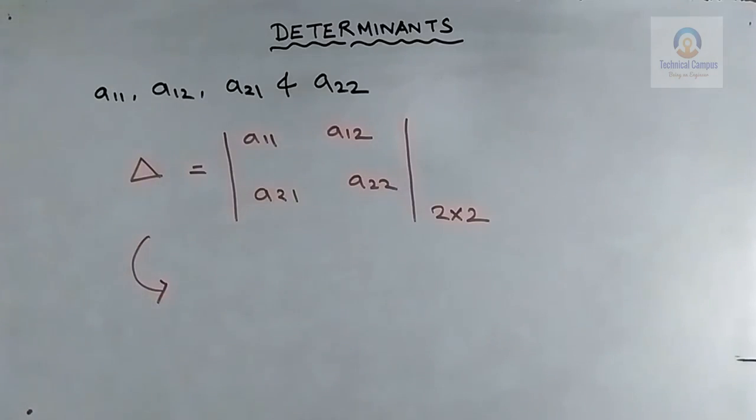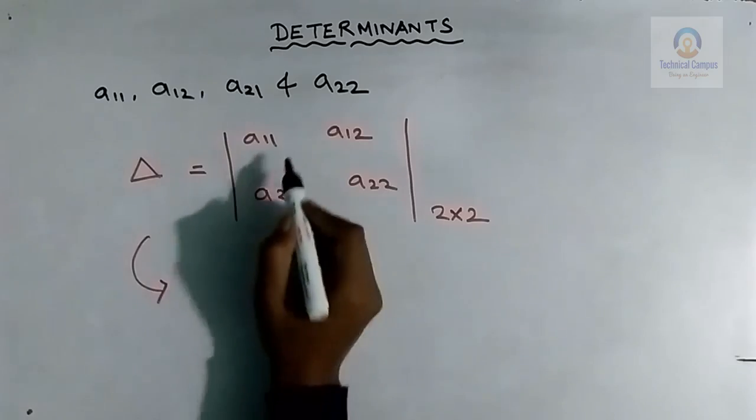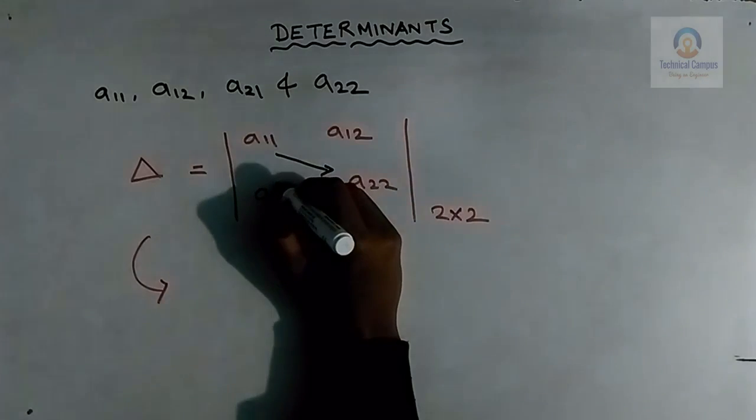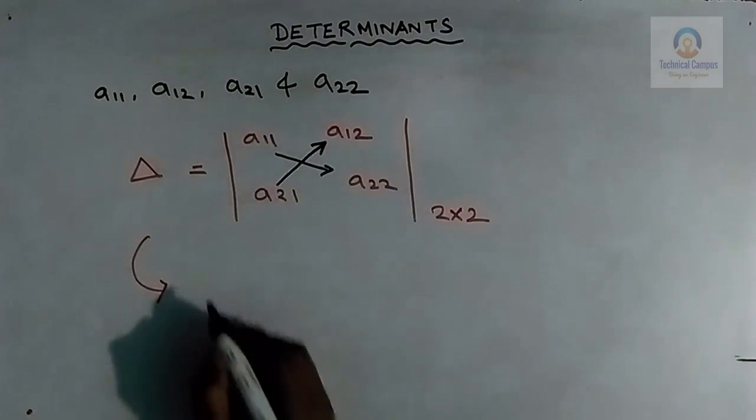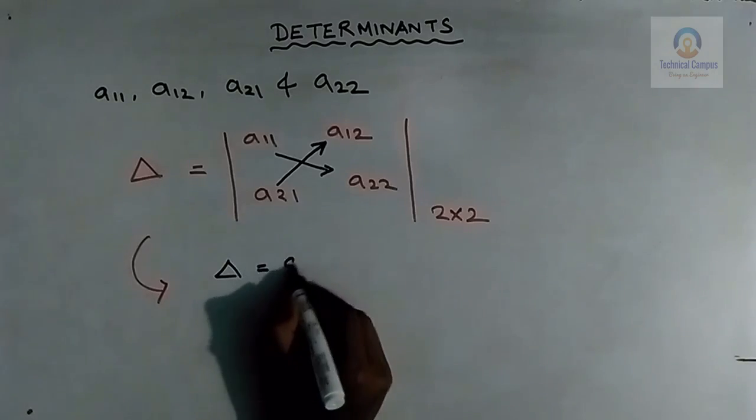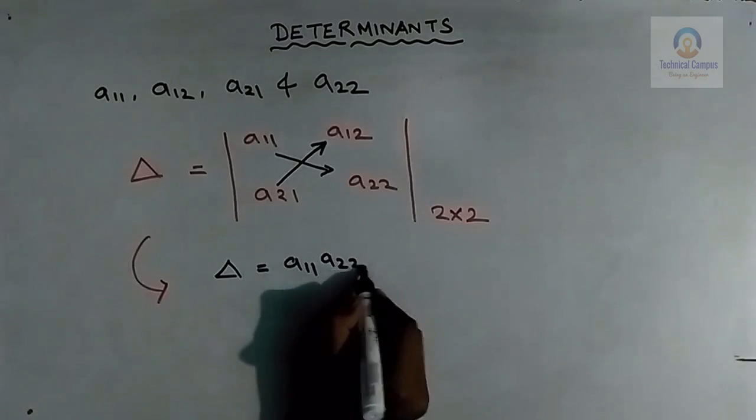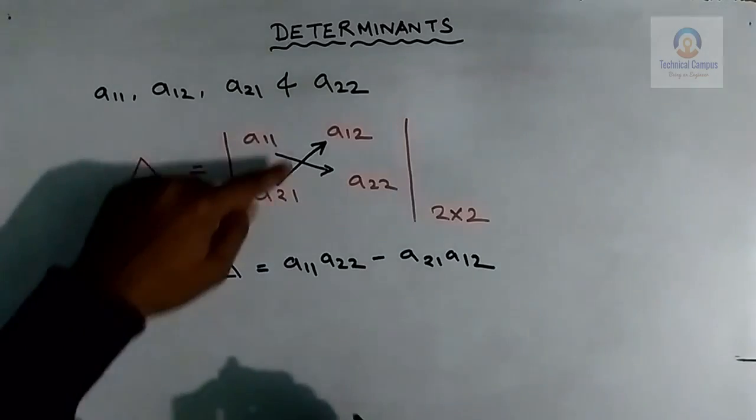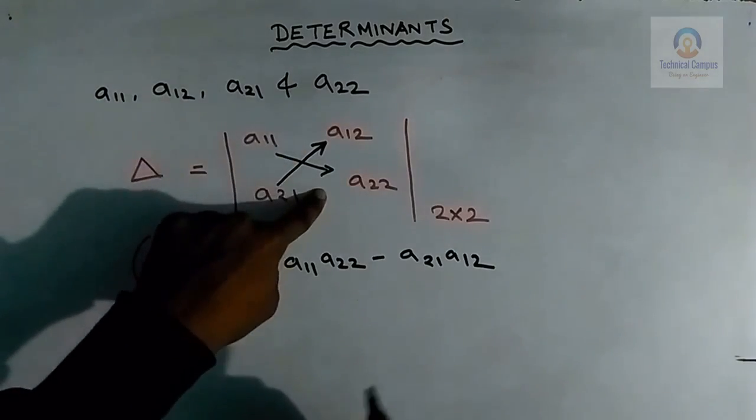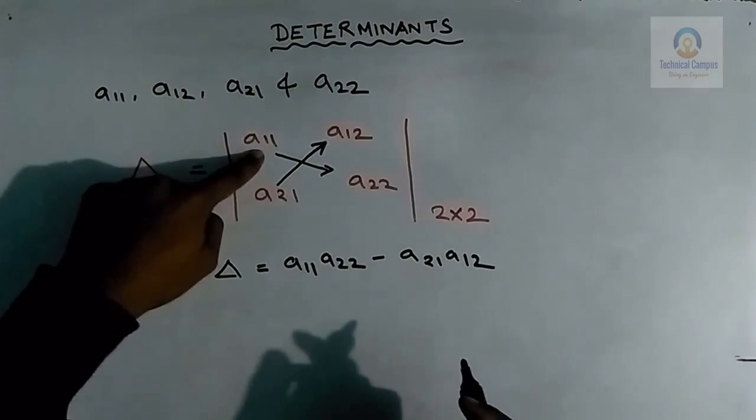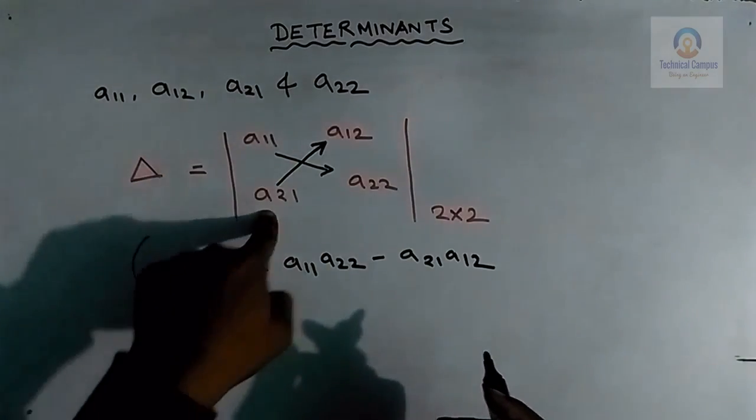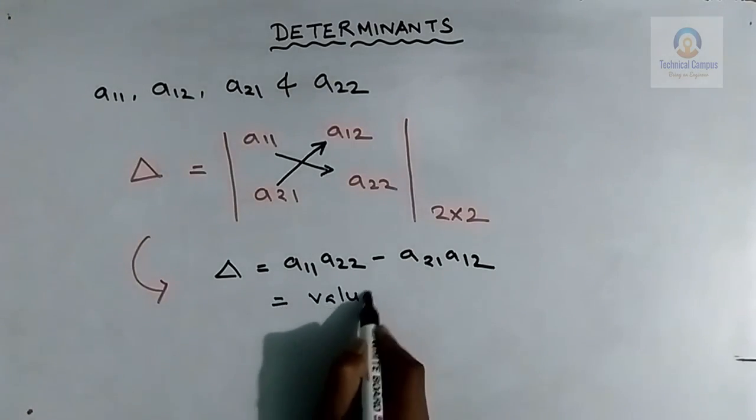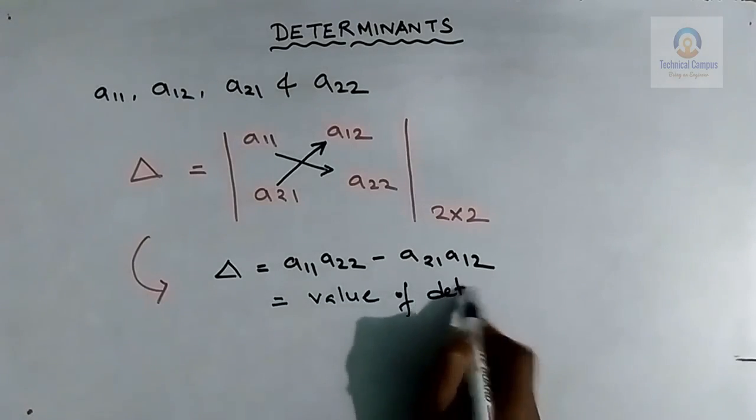So how do we calculate the value of determinants? It is very easy. You have to multiply this by this, and you have to subtract the result of this into this. So the value of determinant del is equal to A11 into A22 minus A21 into A12. Please remember, both the arrowheads will be in the right direction. So A11 into A22 minus A21 into A12. This is known as the value of determinant.